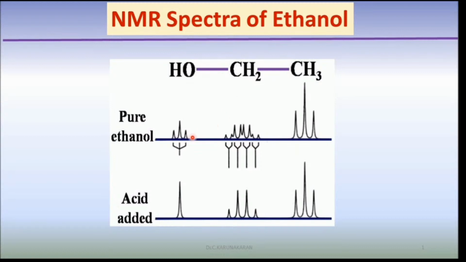Whereas in the presence of acid, when you add acid to ethanol, the OH proton undergoes continuous exchange with the acid proton. As a result, it becomes a singlet. And the methylene protons do not couple with the OH proton.